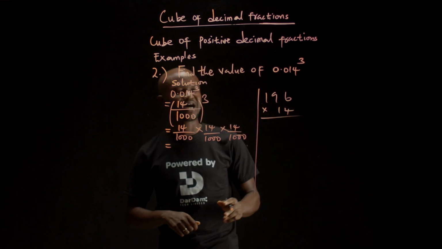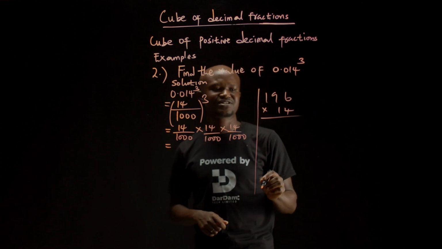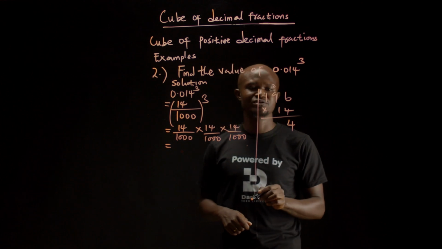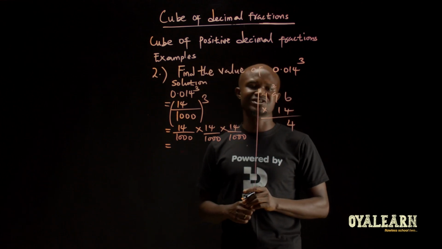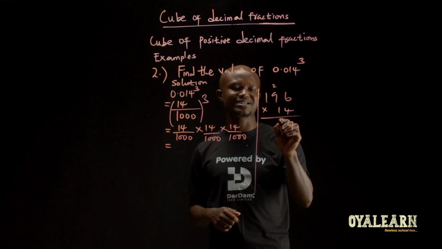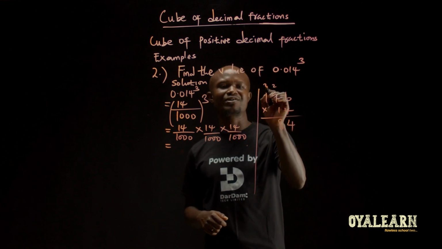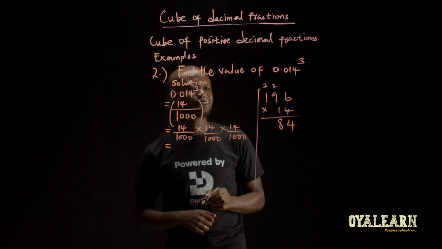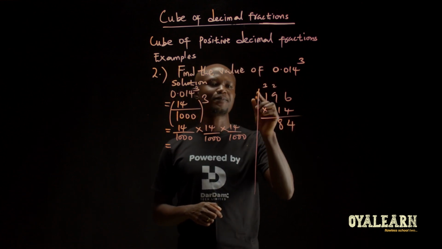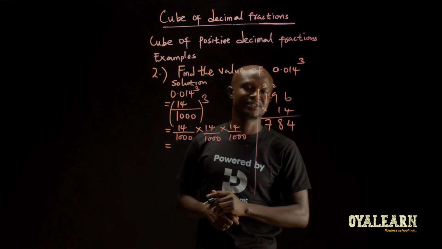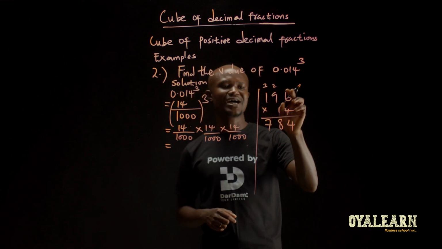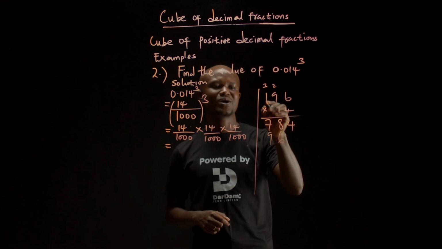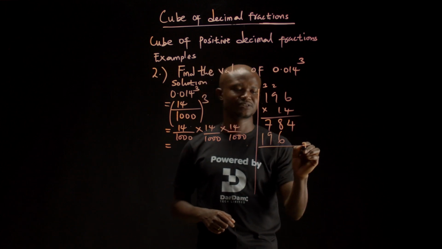Multiplying by 14, what do we have? 4 times 6 is 24. We carry 2. 4 times 9 is 36, plus 2 is 38. Then we carry 3. Now, 4 times 1 is 4, and 4 plus 3 is 7. Now using 1: 1 times 6 is 6, 1 times 9 is 9, and 1 times 1 is 1.